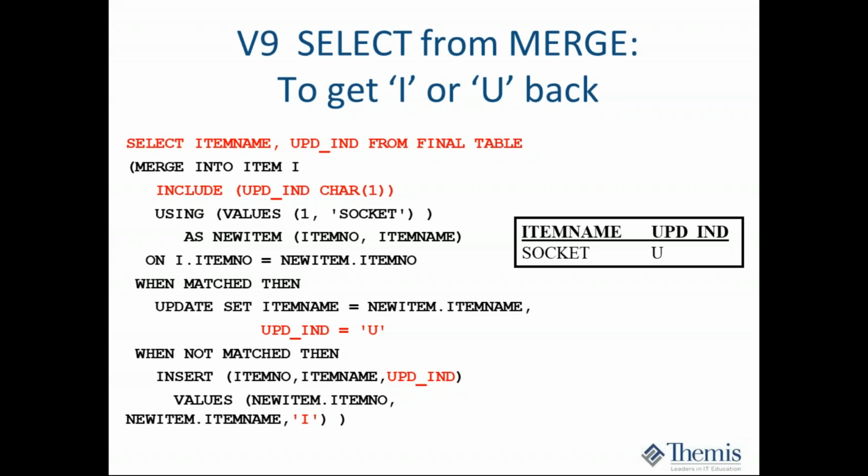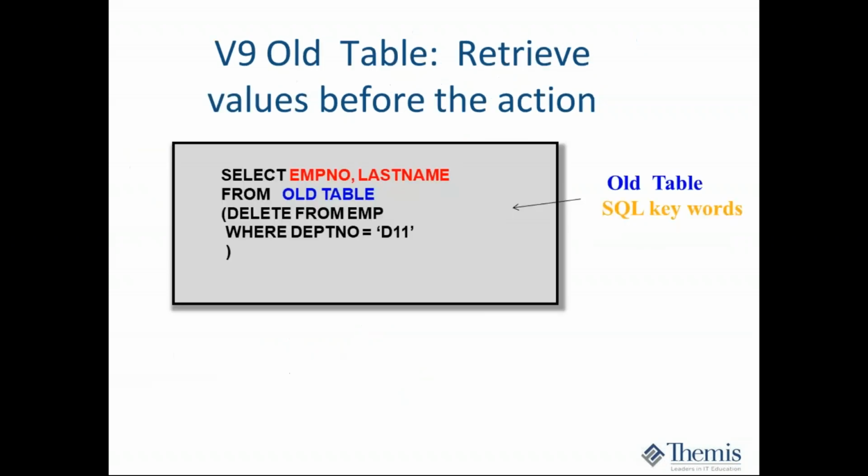So we have to do this kind of logic. We have to add a column on the fly, and then I update that column in one of my actions, and we're selecting from final table. This is where this keyword final table comes in. I want this information back after this action takes place, but I have to include a column. It can be called whatever you want. In my example, it is update indicator, UPT_IND. I need to select that back into your program along with this merge, and you'll get your I or your U or your D or whatever you're going to be doing in your merge statement.